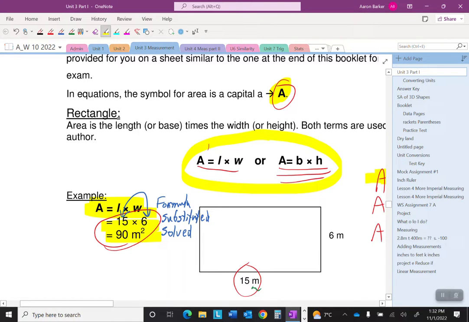Then they substituted in the numbers, 15 times 6. So 15 would be the length and 6 would be the width. But because it's a multiplication, does it really matter which is which? Can you switch them? Is 15 times 6 different than 6 times 15? No. So it doesn't matter which one's which. And the very last step, they solve it and get their answer.